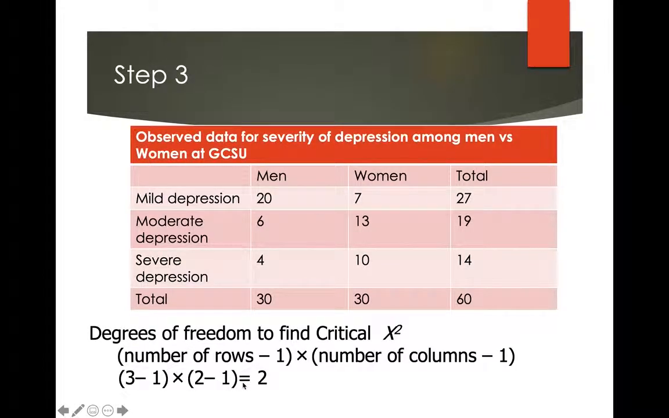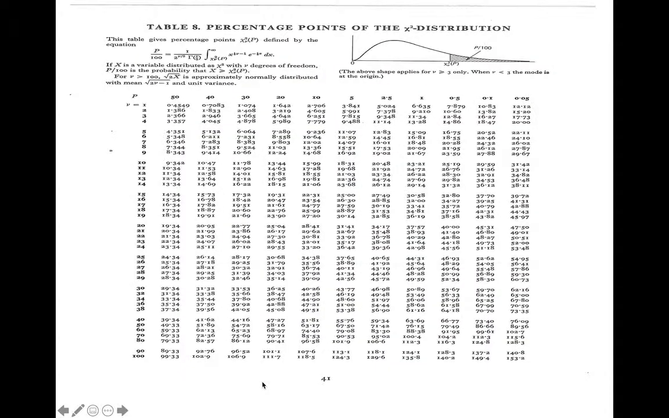Step 3, I'm calculating my degrees of freedom. I have 3 rows, 1, 2, 3, and I have 2 columns, men and women, and so my degrees of freedom is going to be 2. Using this, I go to my chi-distribution table. I identify my 0.05 or my 5% probability column, and then I identify my degrees of freedom, which is 2, and using that, I'm able to identify my chi-square statistic critical value, which is 5.991.